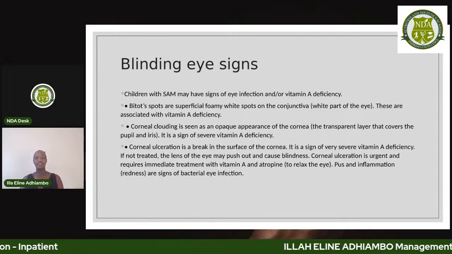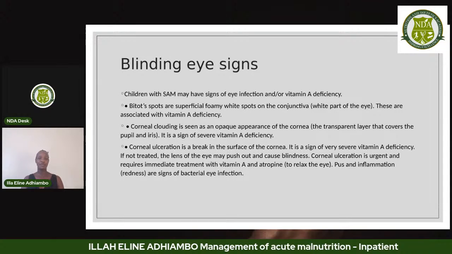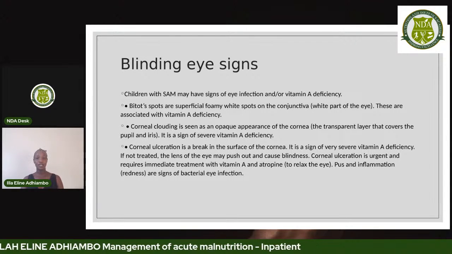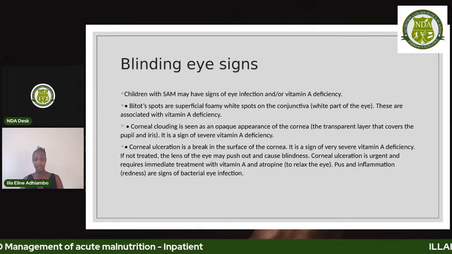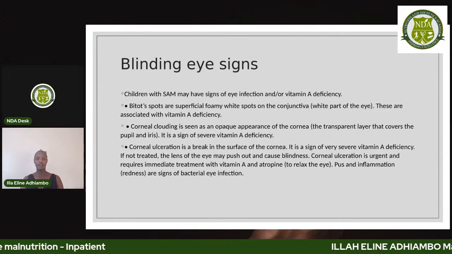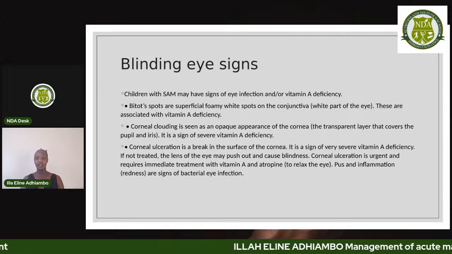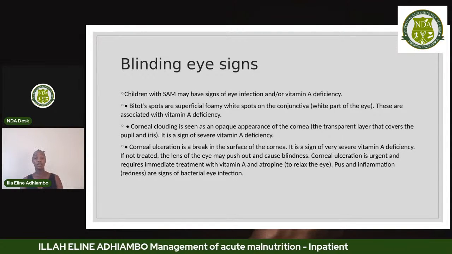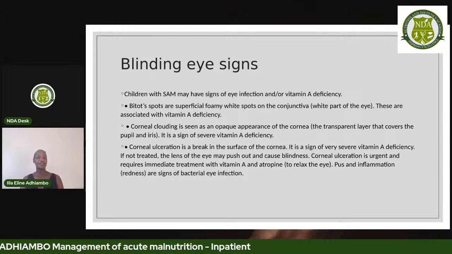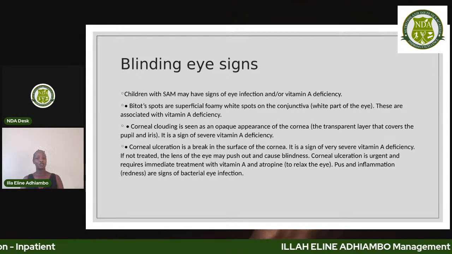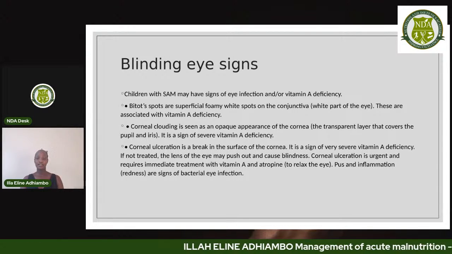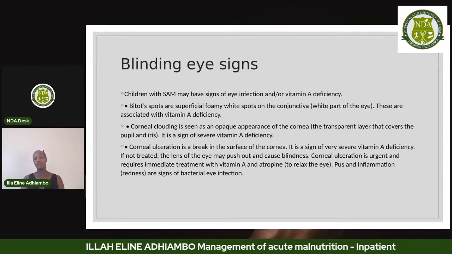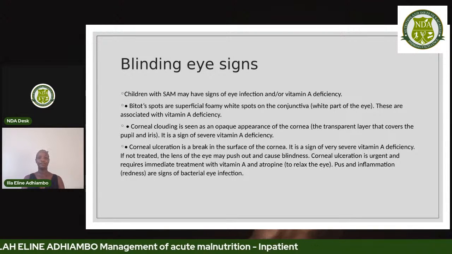Corneal clouding is seen as an opaque appearance of the cornea. That is the transparent layer that covers the pupil and iris. It will appear a little bit cloudy. And this is a sign of severe deficiency of vitamin A. You can also see corneal ulceration, a break in the surface, or corneal laceration, which is a break in the surface of the cornea. It is a sign of severe vitamin A deficiency. If not treated, it's likely to cause blindness, and it requires urgent medical treatment.